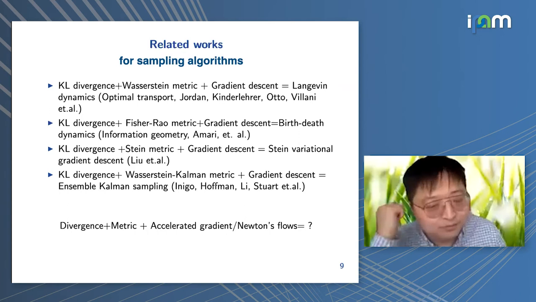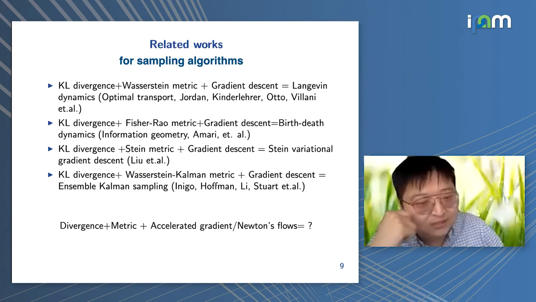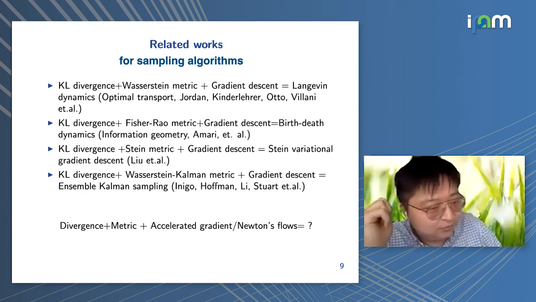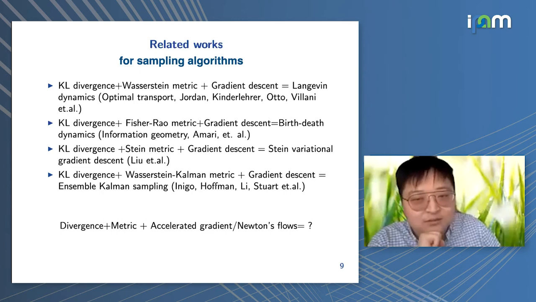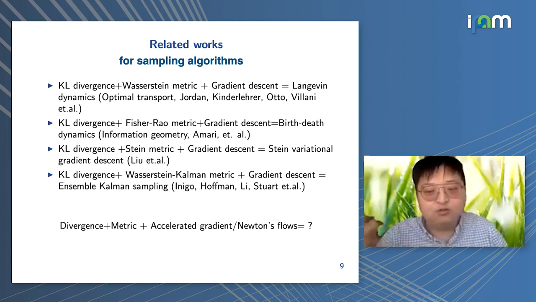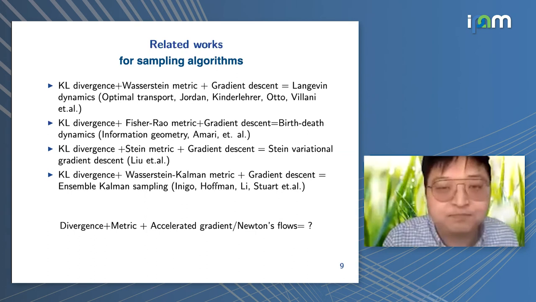Now, my question for this talk is as follows. For what kind of divergence function, meaning our objective function in probability space, plus whatever metric we are interested in, plus more interesting optimization techniques, which means accelerated gradient descent, or Newton's dynamics, or even more general optimization techniques, what happens? So this is the goal.